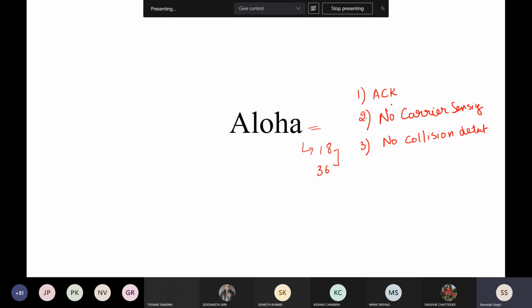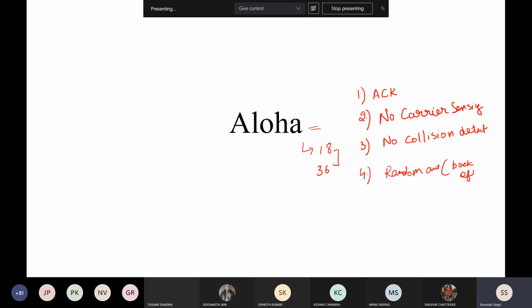So when there is a collision, and the acknowledgement does not reach back to you in case of Aloha, you wait a random amount of time and again transmit the whole packet. This random amount of time is known as your back off time.